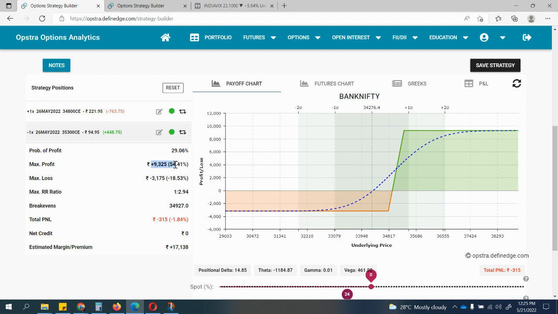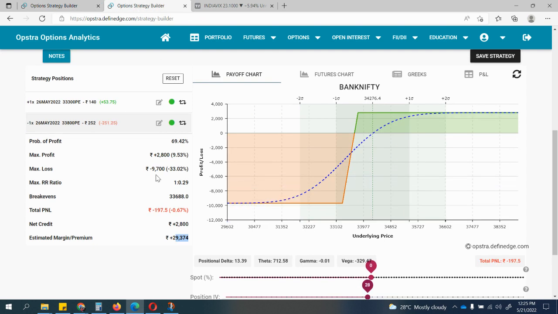But check the profit. You'll get a huge profit in debit spread, but the market has to make a move of almost 3%. Then you'll see 9250. But in my credit spread, to have this profit, the market doesn't have to go upward. Even if the market expires here, I'll get a profit of 2,800. You're getting my point, right?